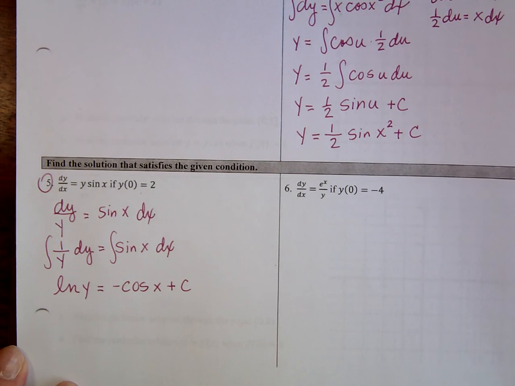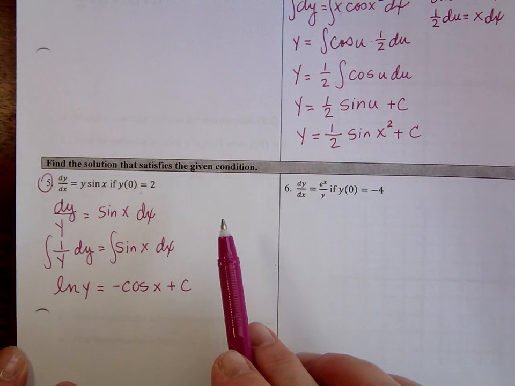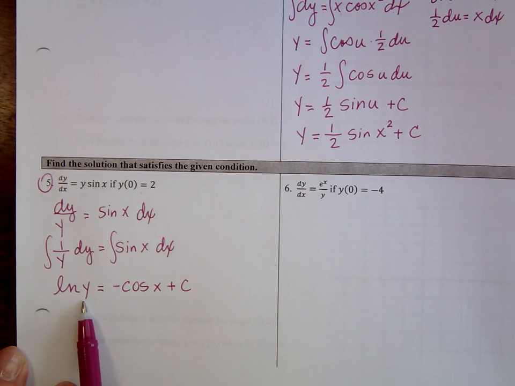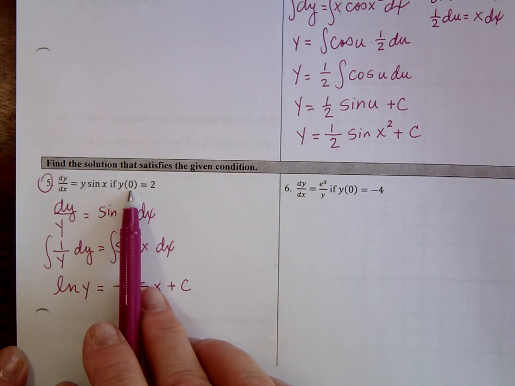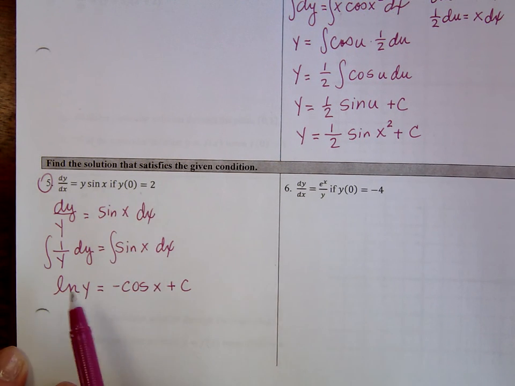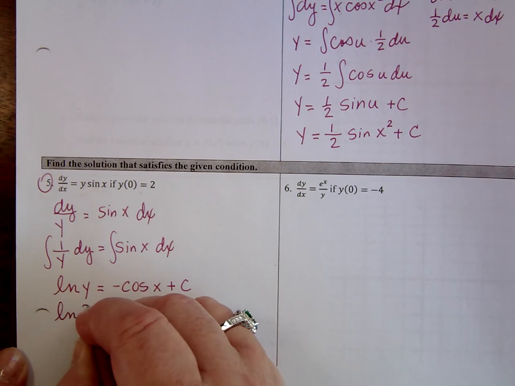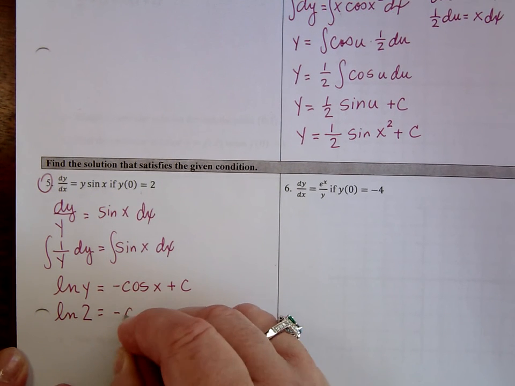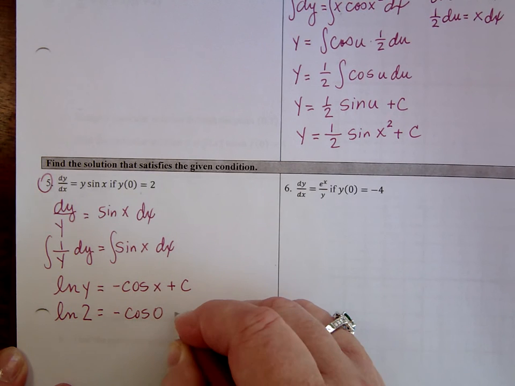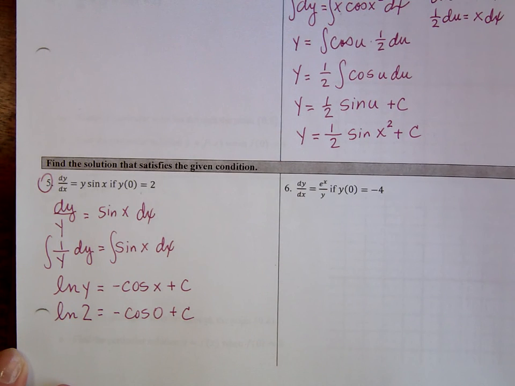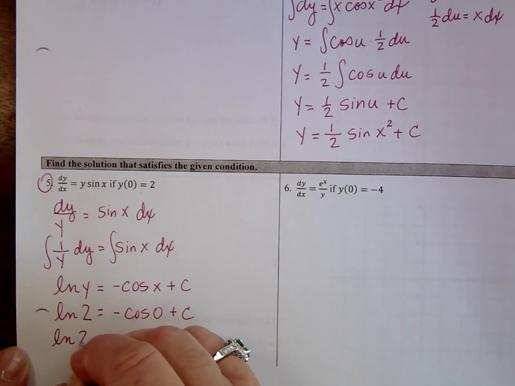Now at this point, eventually we want to solve for y. We want what the actual function would be. But at this point, it's easiest to figure out what the c value is. So that's what I'm going to do. If x is 0, y is 2. So this is the ln of 2 equals the negative cosine of 0 plus c, and from that information I'll be able to figure out what c actually is. All right, well, the ln of 2 is just the ln of 2. We're going to keep this as a non-calculator.